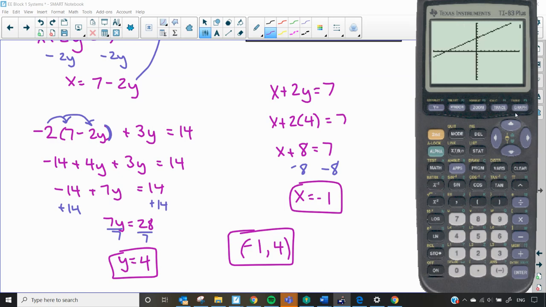Now, all of these particular questions I've given you fit on that standard 10 by 10 grid. We can certainly work with bigger equations as well, but this is a good starting point. So second calc, intersect, enter, enter, enter, and we have a solution of negative 1 comma 4. So we've done everything correctly.